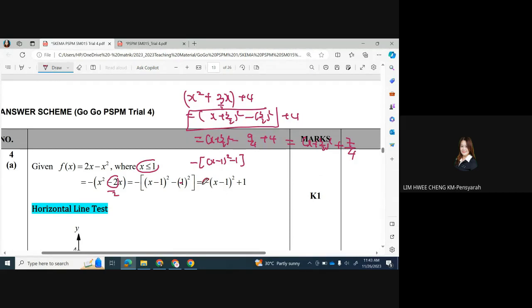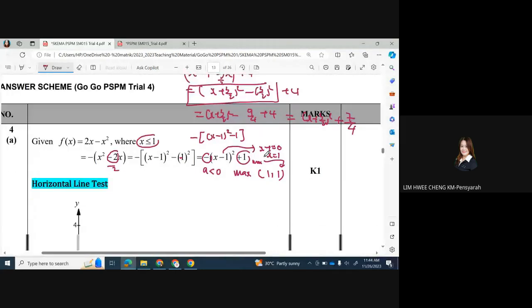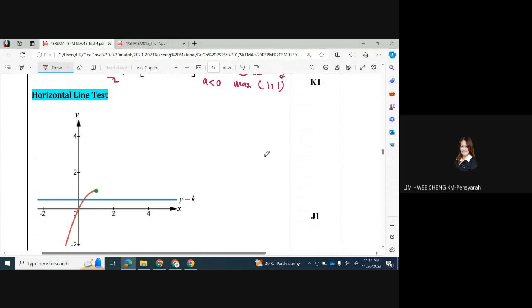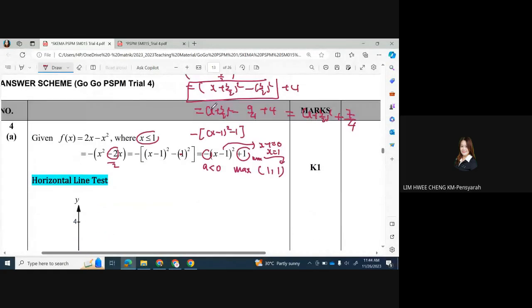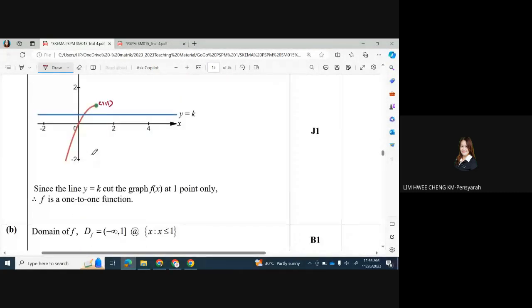Okay, since dia punya a adalah less than 0, maka saya ada maximum point. Maximum point saya berlaku kat mana? 1, 1, betul tak? Sebab ini x. So x adalah 1 and it is the max. Okay, so since I want to do the one-to-one function, let's say that I do the horizontal line test. So sebab separuh, and this titik is 1, 1. Okay, so I buat separuh sebab nampak tak adik, dia nak pilih kawasan less than 1 saja.